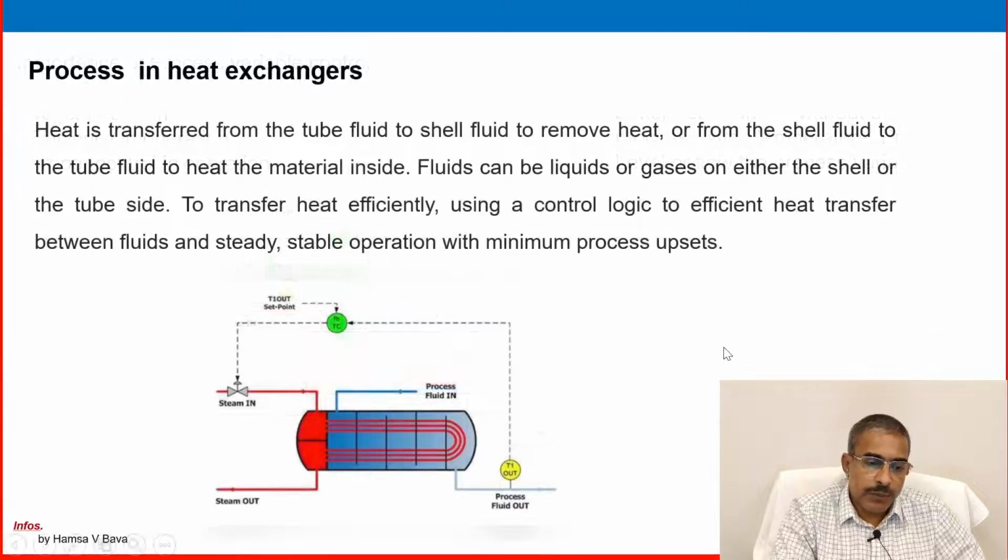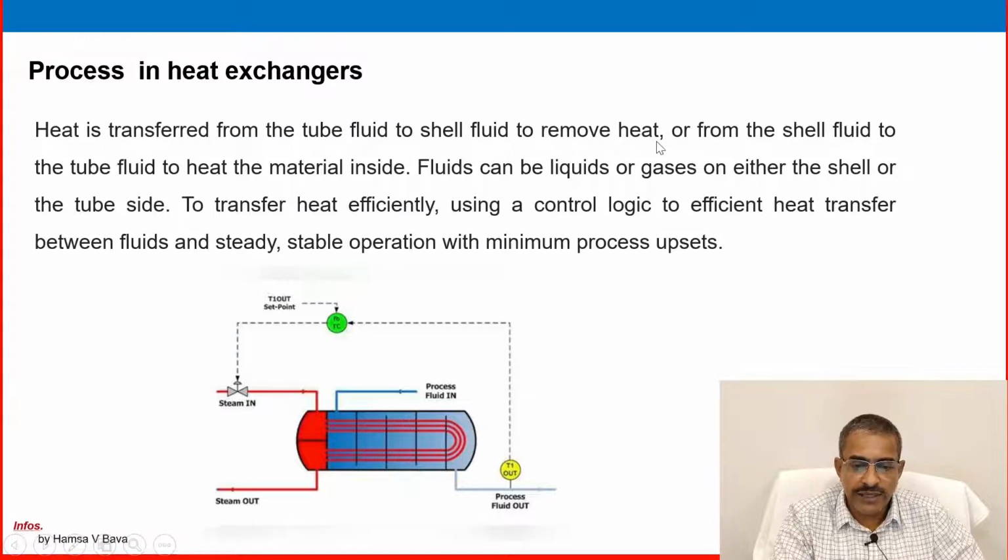So, the process in heat exchanger: heat is transferred from the tube fluid to the shell fluid, or heat is removed from the shell fluid to the tube fluid, to heat the material inside. Fluids can be liquid or gases on either the shell side or tube side. To transfer heat efficiently, design a control loop for efficient heat transfer between fluids and steady, stable operation with minimum process upset.